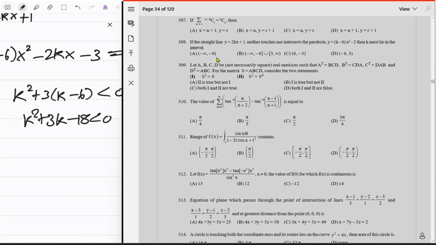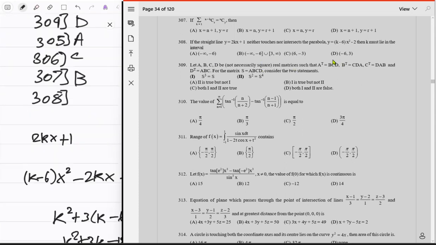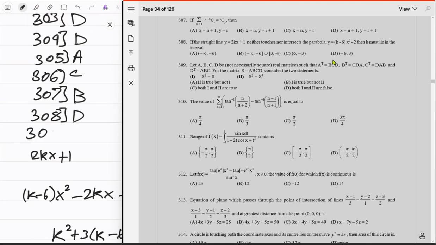For 18, what, 9 and 6 and 3, so k plus 6 times k minus 3 less than 0, so like k belongs to negative 6 to 3. Right, what do we have to do, k must lie in that interval of course, which is D. Next question. 309.